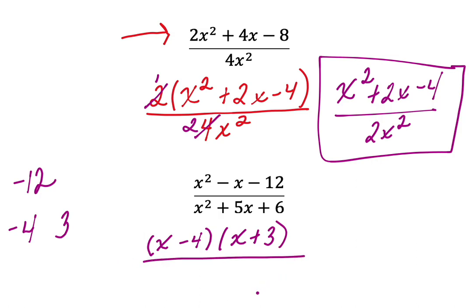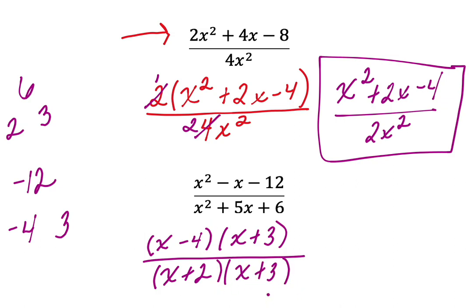I then look at the denominator, x squared plus 5x plus 6. So I'm looking for two numbers here that multiply to be 6 and add to be 5. And we're going to come up with 2 and 3. 2 times 3 is 6. 2 plus 3 is the 5. So I could break down this quadratic trinomial into x plus 2 times the quantity x plus 3.